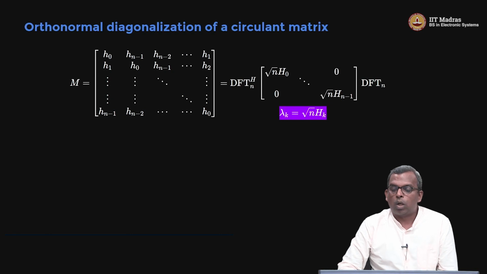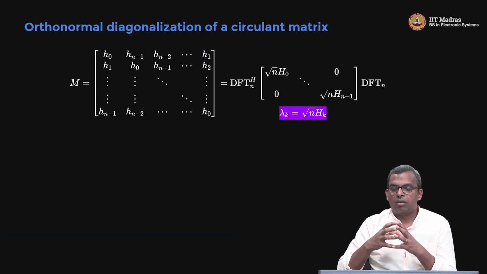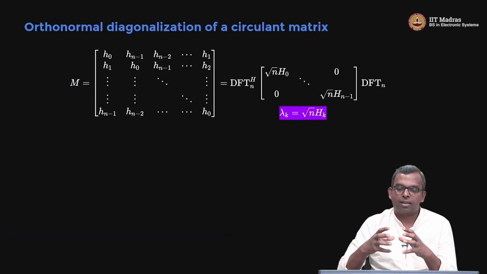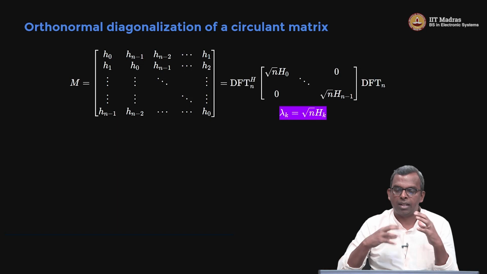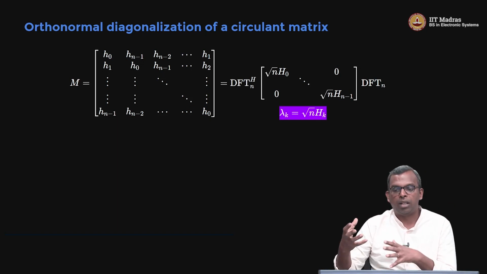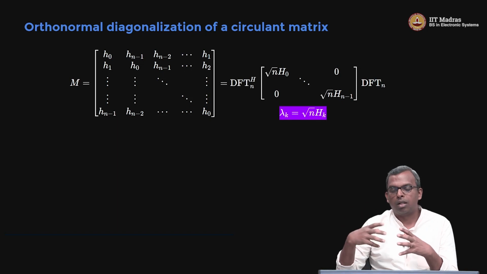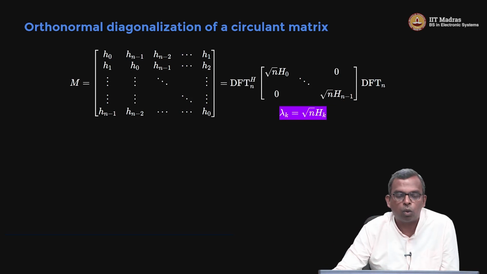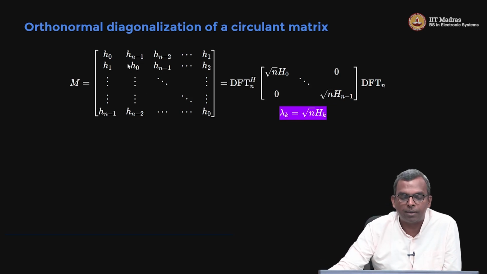Now let us go back to the circulant matrix and the convolution that we had, multiplying the circulant matrix with the vector on the right to get the output as the convolution. Let us interpret it using the diagonalization with the DFT. We know that a circulant matrix has this orthonormal diagonalization using the DFT matrix. The eigenvalues are actually root n into hk, just watch out for that small difference.